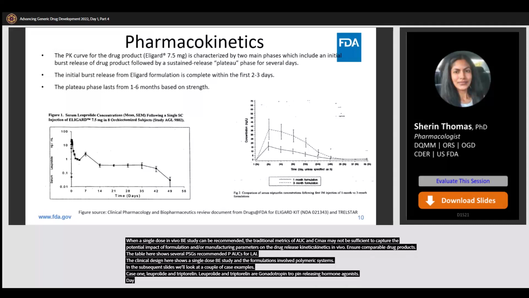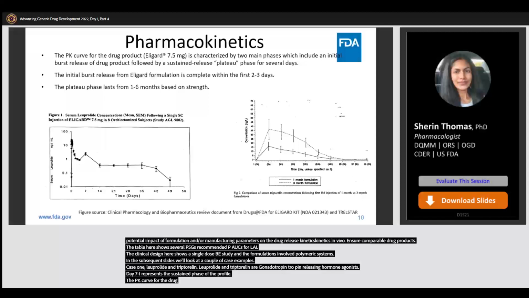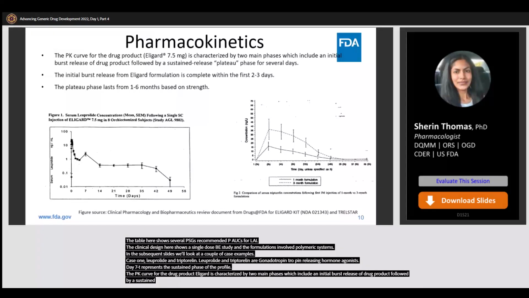The PK curve of the drug product Eligard is characterized by two main phases, which include an initial burst release of the drug product followed by a sustained release plateau phase for several days. The initial burst release from the Eligard formulation is completed within the first 2 to 3 days. The plateau phase lasts from 1 to 6 months based on strength.